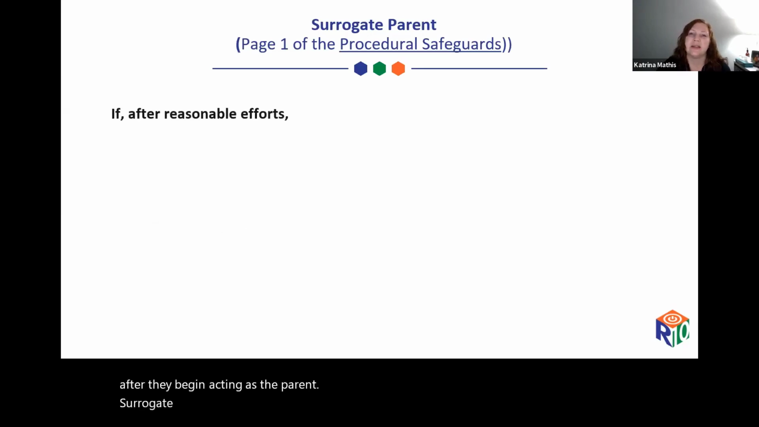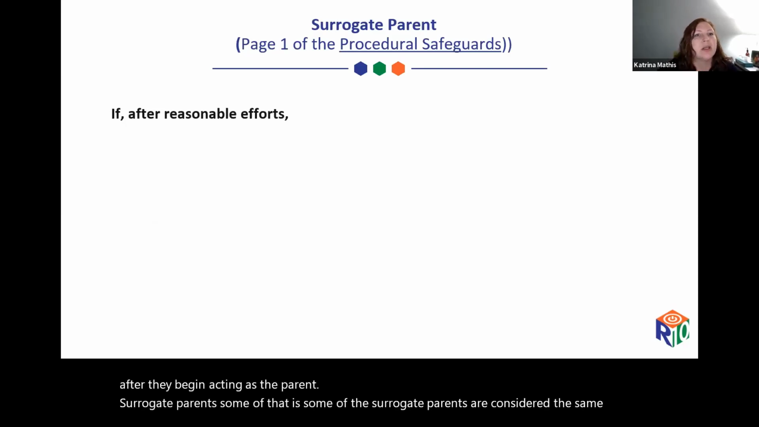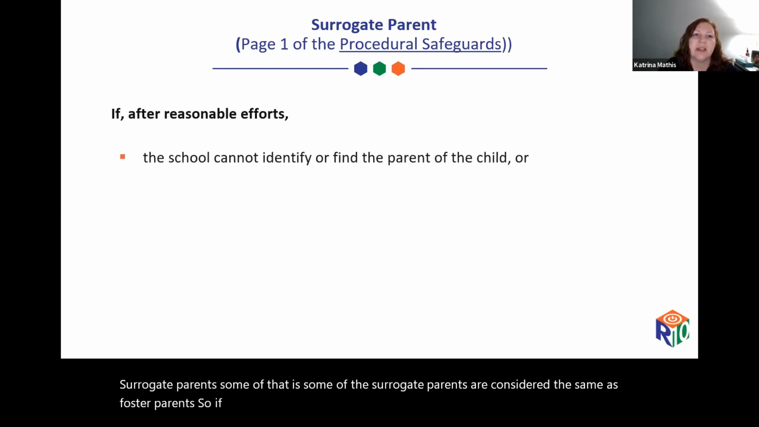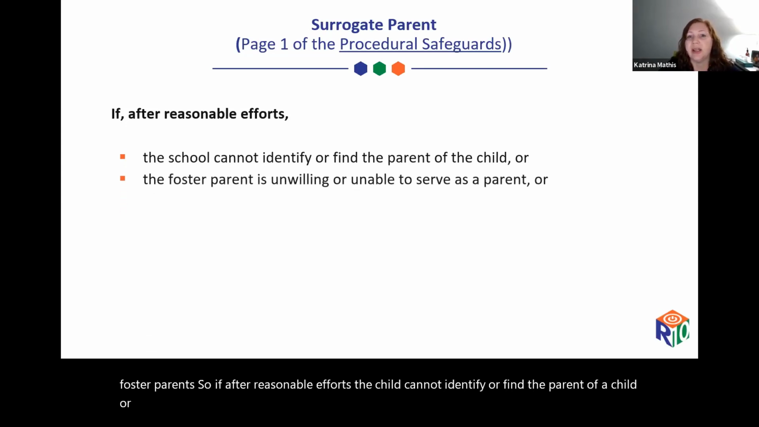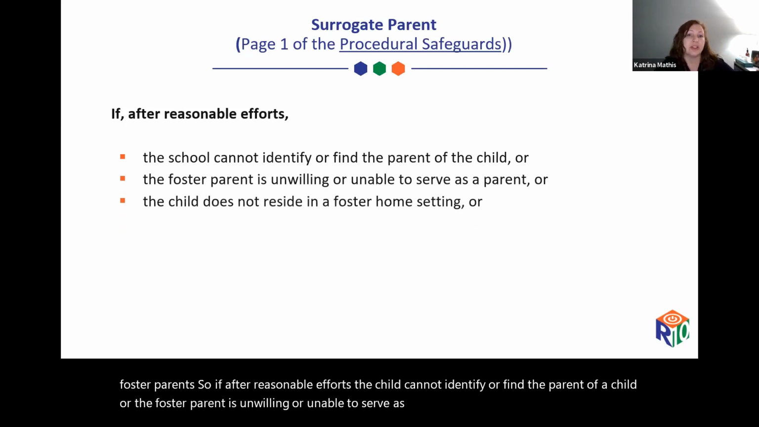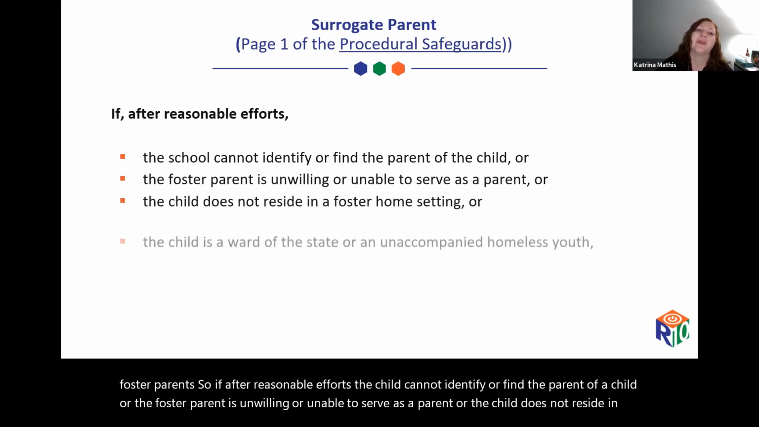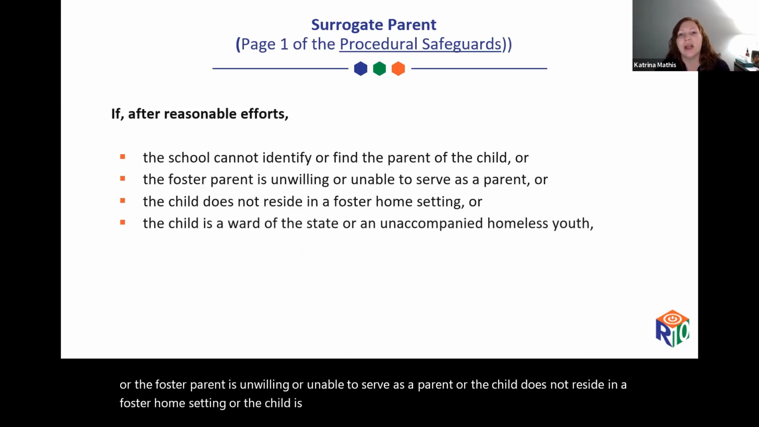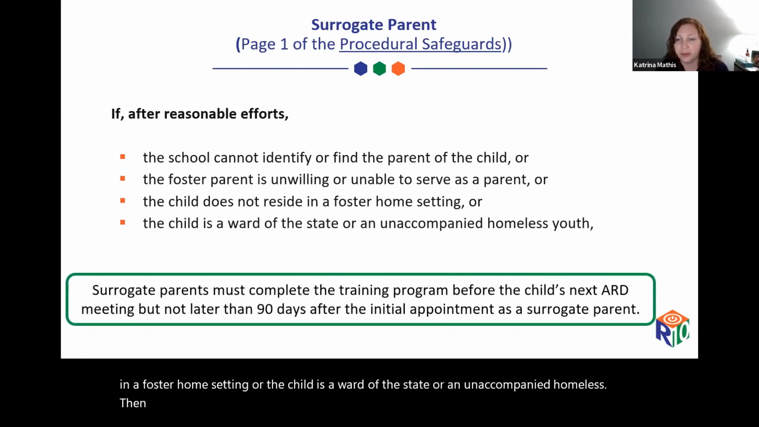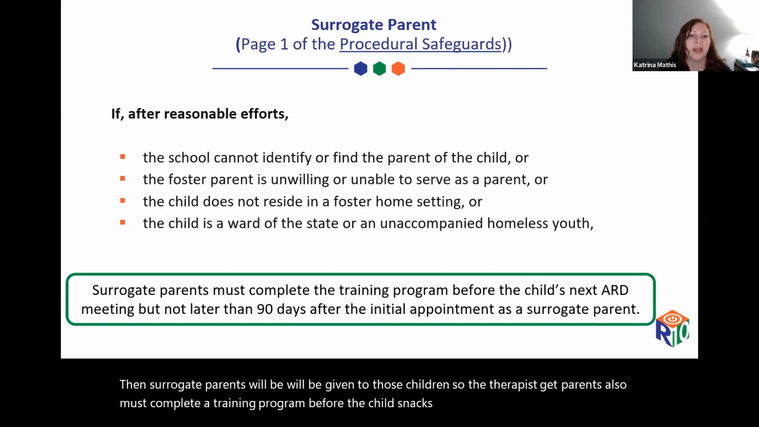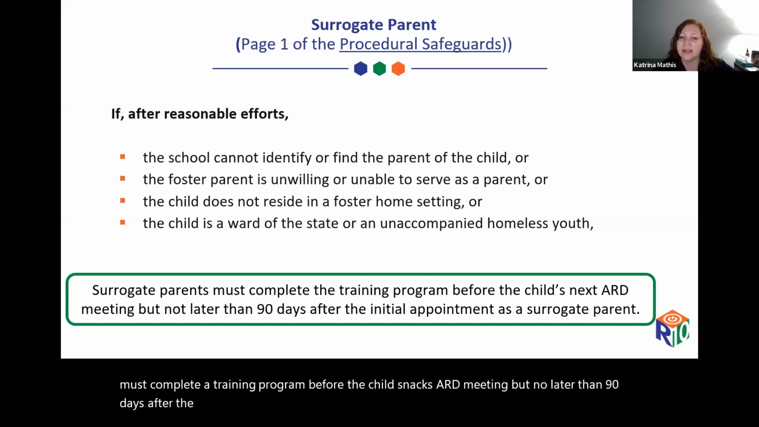Surrogate parents are considered the same as foster parents in some cases. So if after reasonable efforts, the parent of a child cannot be identified or found, or the foster parent is unwilling or unable to serve as a parent, or the child does not reside in a foster home setting, or the child is a ward of the state or an unaccompanied homeless youth, then surrogate parents will be appointed to those children. The surrogate parents also must complete a training program before the child's next ARD meeting, but no later than 90 days after the initial appointment as a surrogate parent.